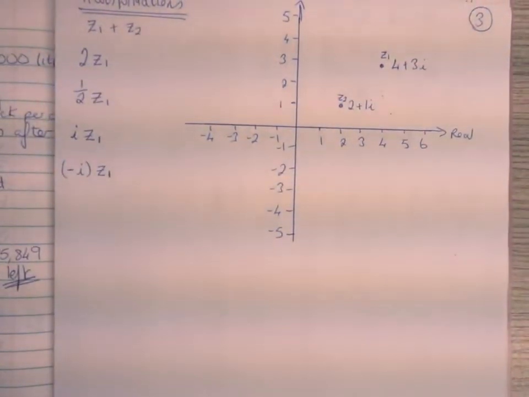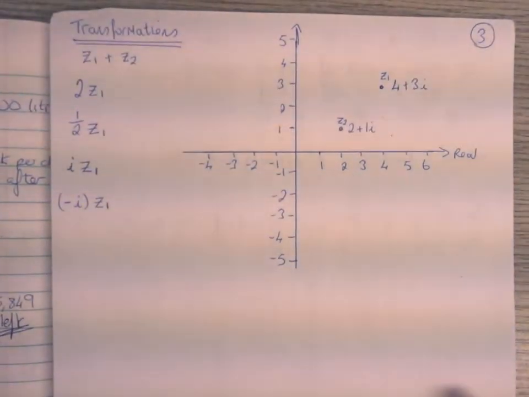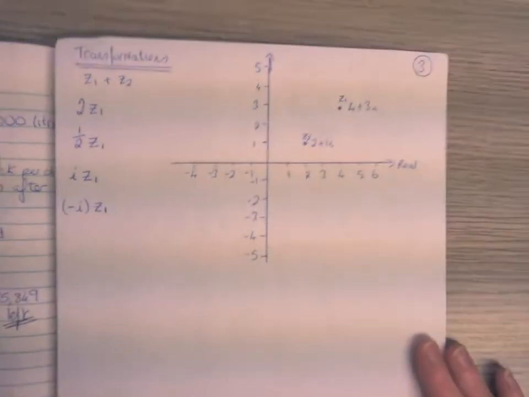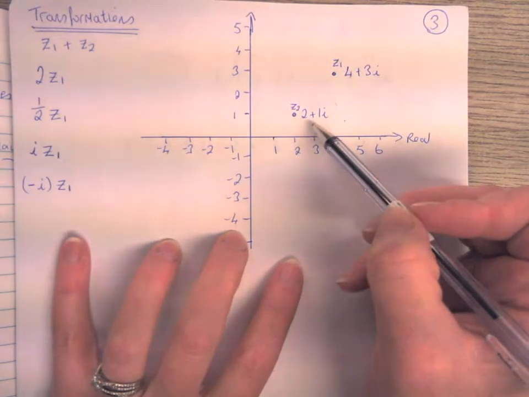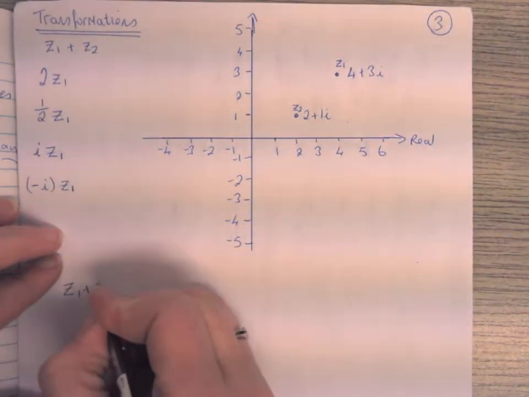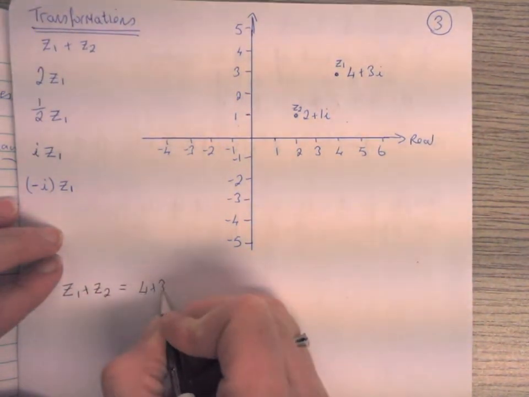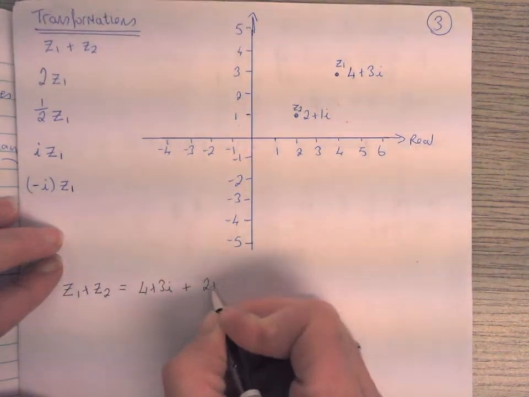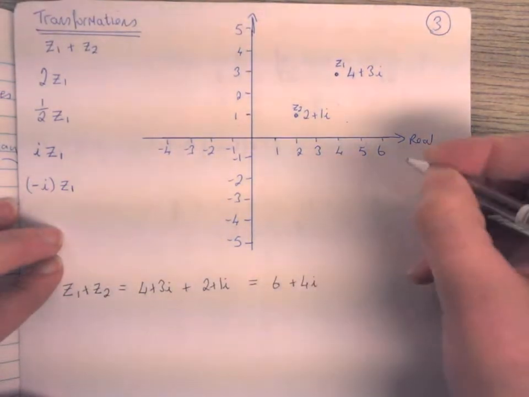So then we're on to transformations, when we have pictures in our Argand diagram and different complex numbers and do different things with them. So what happens when we add, multiply, and so on. Z1 is 4 plus 3i and Z2 is 2 plus 1i. Down here we're going to do Z1 plus Z2 and then stick it on the graph and see what happens. So real with real, imaginary with imaginary. So I get 6 plus 4i.